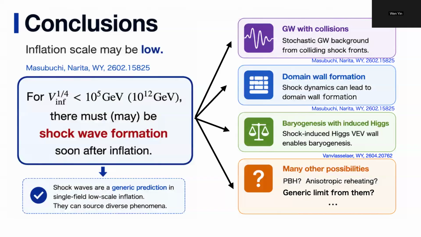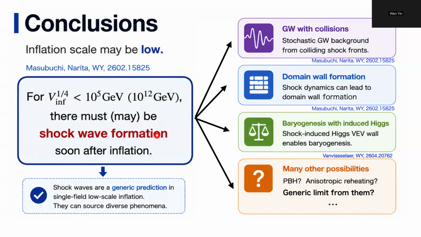Okay, this is the end of my talk. Basically, I have talked about how the inflation scale may be low, but what is the generic prediction? We show that if the inflation scale is super low, say lower than 10 to the 5 GeV for inflection point inflation or generic inflation, or for the hilltop one, 10 to the 9 GeV, or for some generic inflation with scale 10 to the 12 GeV, we may have a shock wave depending on the scale soon after inflation.